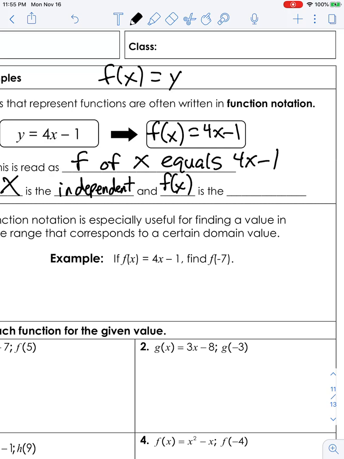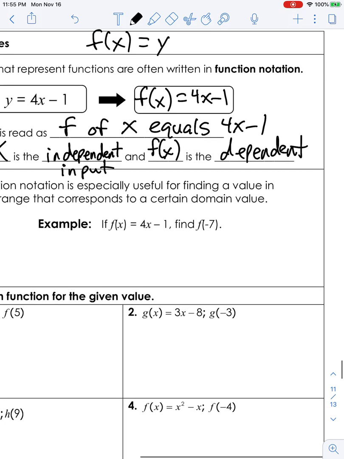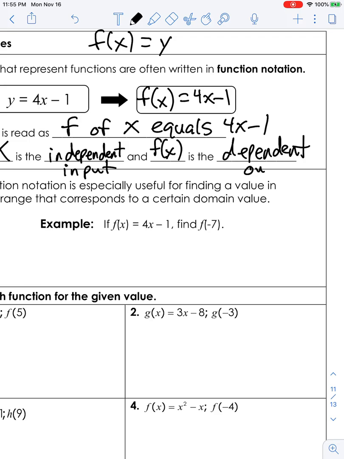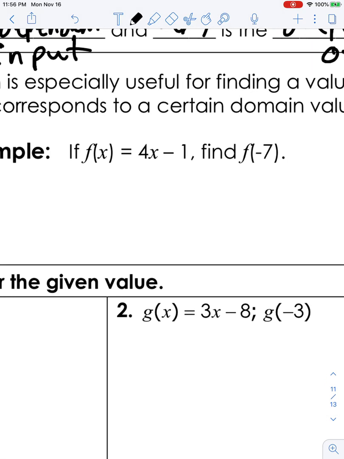So if f of x and y are the same thing, then f of x is going to be the dependent variable. Also, the independent variable is your input, meaning you're putting the number in for the x. That's why they call it input. You're putting in the number for the x, which spits out a number, which is your output. So the independent variable x is your input. The dependent f of x is your output. All right? So let's go to this example right here.